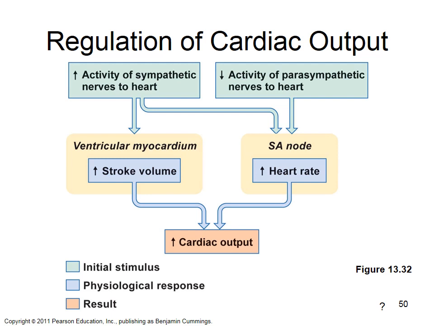Okay, so let's put it all together for cardiac output. Remember cardiac output is heart rate times stroke volume. An increase in sympathetic activity to the heart both increases stroke volume and heart rate, which increases cardiac output.